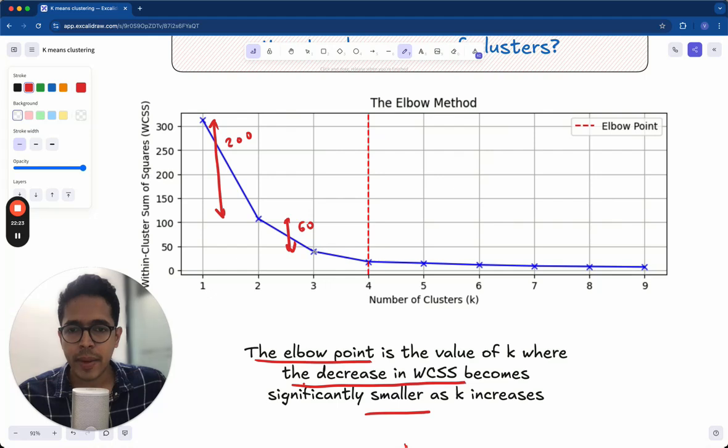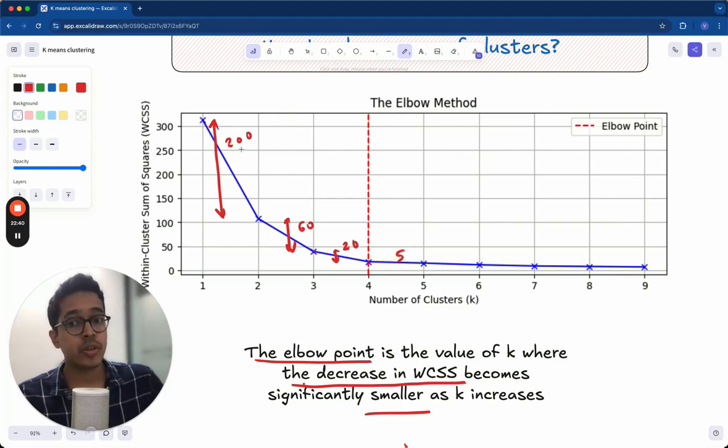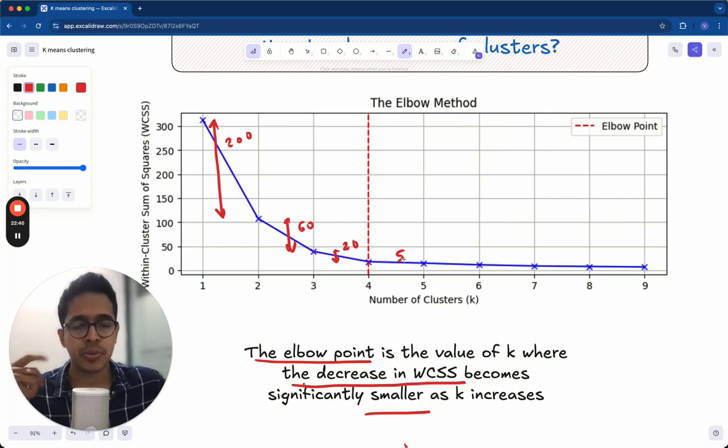Now, when you go from k equal to 3 to k equal to 4, the jump has reduced to perhaps maybe 20 or 25. And then when you go from k equal to 4 to k equal to 5, it's very less. It's maybe 5 or something like that. So initially the jump was 200. Then the jump was only 60. Then the jump reduced to 20. Then after that, the jump reduced to just 5. And beyond that, it's a value less than 5.